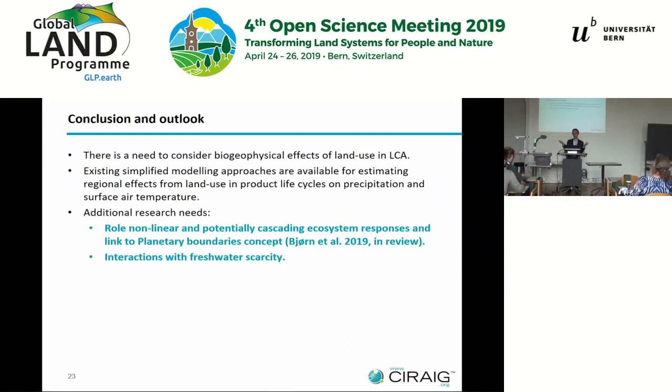So this is where research is currently heading, trying to inform those simple factors we are using in LCA with some certain information, due to the lack of information from the locations where activities and emissions are occurring.